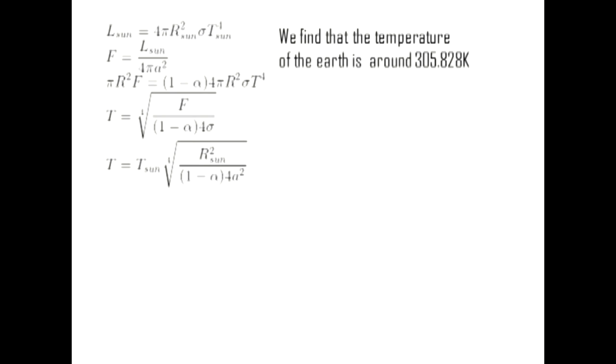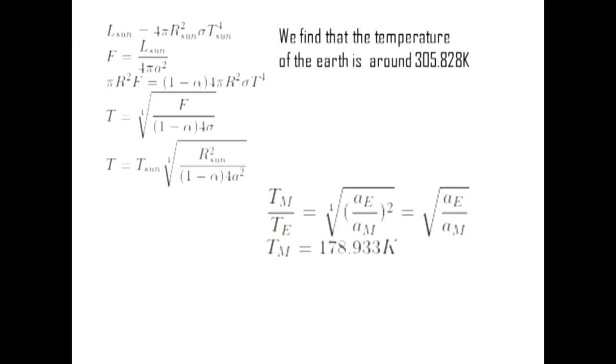Now, if we were to divide that by the temperature of Mongoliearth, it will just be equal to the square root of the distance from the Earth to the Sun divided by the distance from Mongoliearth to the Sun, which will get 178.933 Kelvin. Now, in this case, H2O will be ice, or it will be solid.